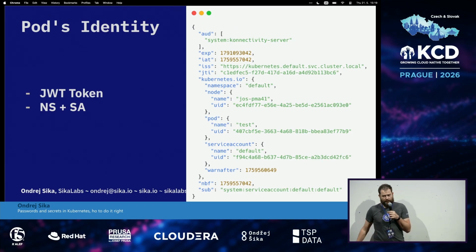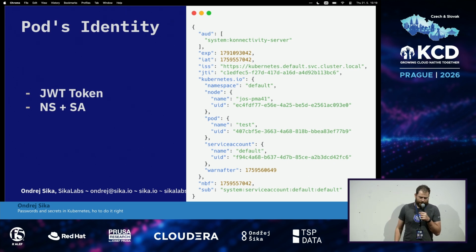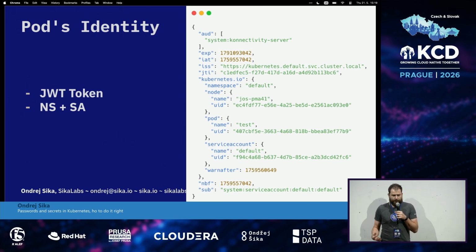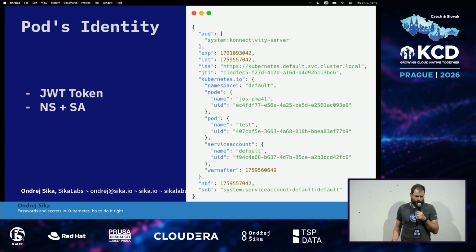We have some trusted identity. We tie the identity with the secret provider, and then we can obtain some secrets from that secret provider.